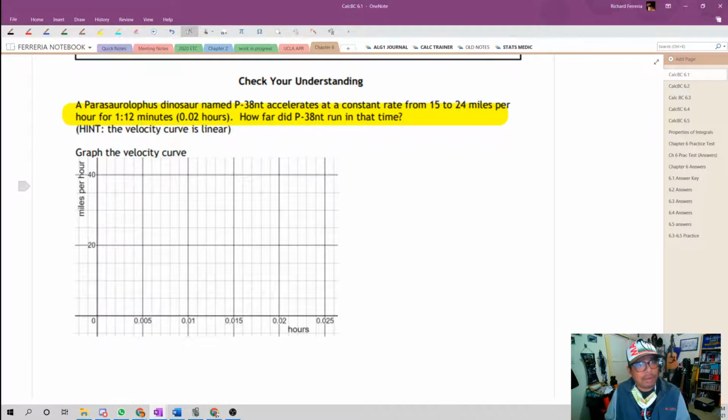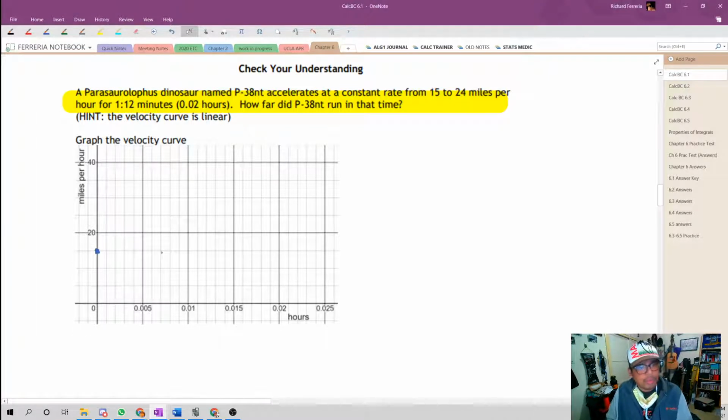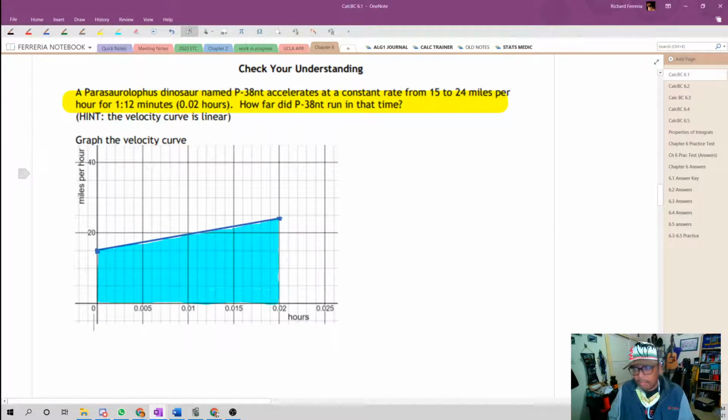So let's graph our velocity. We're starting at 15 miles per hour, and we're going to 24 miles an hour when the hour is 0.02. We'll connect those 2 points with a straight line segment, and then we'll consider the area under that curve. Now that is a trapezoid, and it is a sideways trapezoid, so when we find our area, we're going to look at height 1 and height 2.